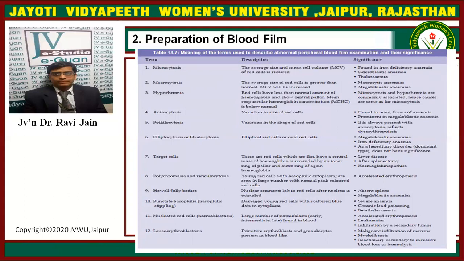Target cells are seen in case of liver disease, after splenectomy, or in hemoglobinopathies. Polychromasia or reticulocytosis is seen with accelerated erythropoiesis. Howell-Jolly bodies are seen in absent spleen and megaloblastic anemia. Punctate basophilia can be seen in severe anemia, chronic lead poisoning, and beta thalassemia. Nucleated red cells are seen with accelerated erythropoiesis, leukemia, and infiltration by tumor cells. Leukoerythroblastosis is seen in case of malignant infiltration, myelofibrosis, and reactionary secondary to excessive blood loss or hemolysis.